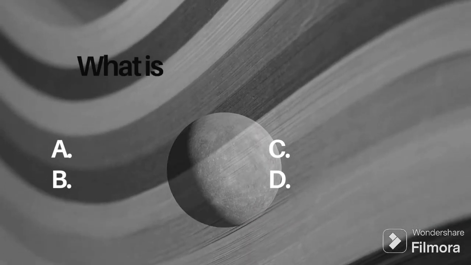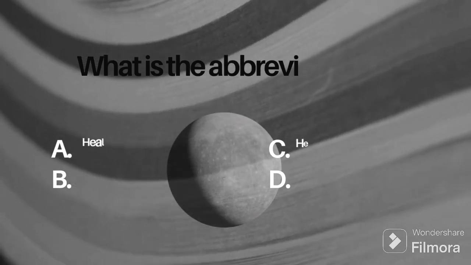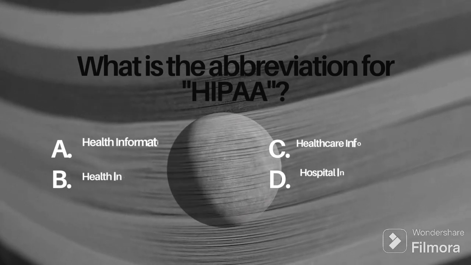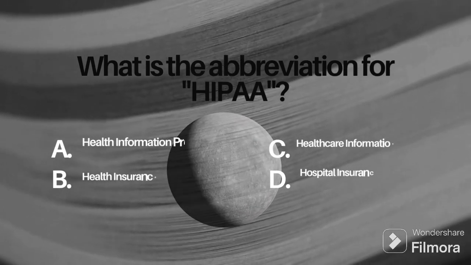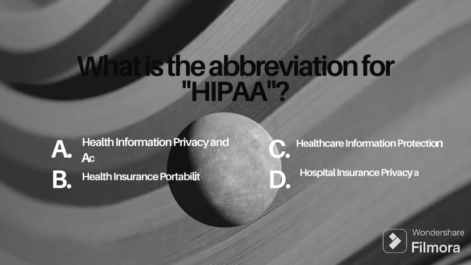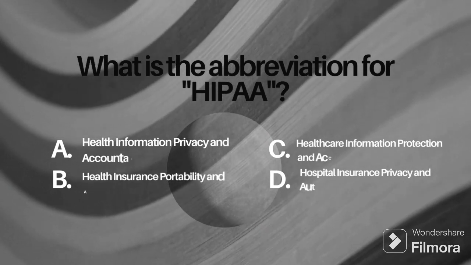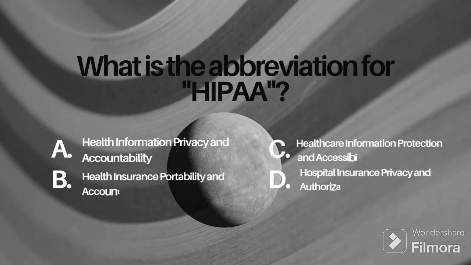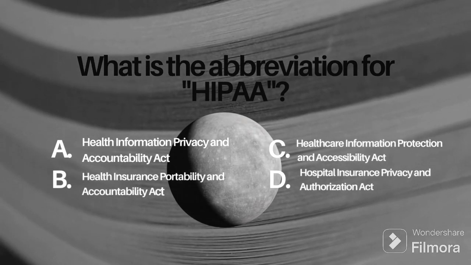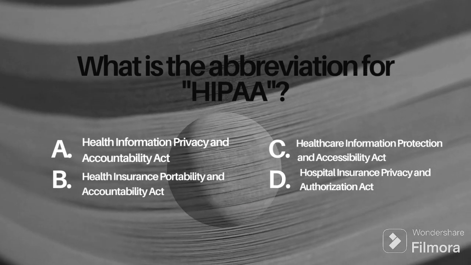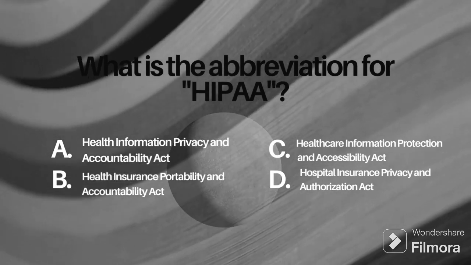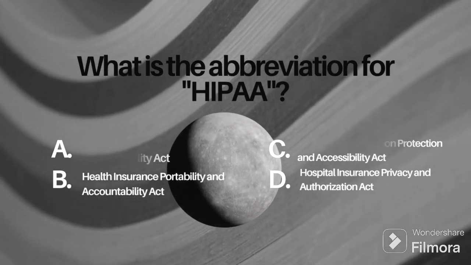Now we'll move on to the second question. What is the abbreviation for HIPAA? Option A is health information, privacy and accountability. Option B, health insurance, portability and accountability. Option C, Healthcare Information Protection and Accessibility Act. Option D, Hospital Insurance, Privacy and Authorization Act. So read the question, read the options properly and answer the question.